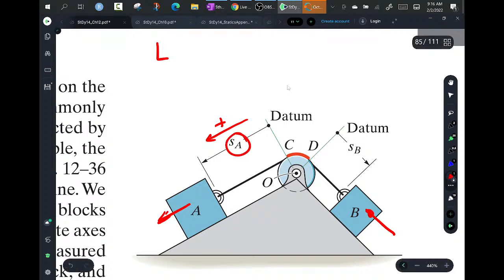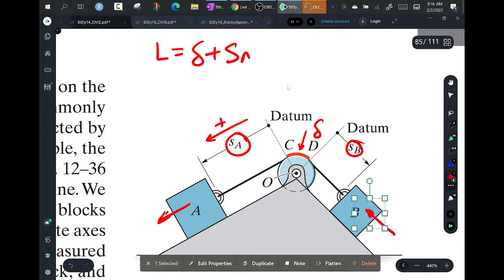Now in this, he always uses S, and so he's got an SA and SB. Now the reason he made this a little bit red there is because if I'm looking at the length of the rope, I'm going to call this delta. So I'll say the length of the rope is delta plus SA plus SB. It's that simple. Now, if I want to take the derivative, I would just dot each of those.